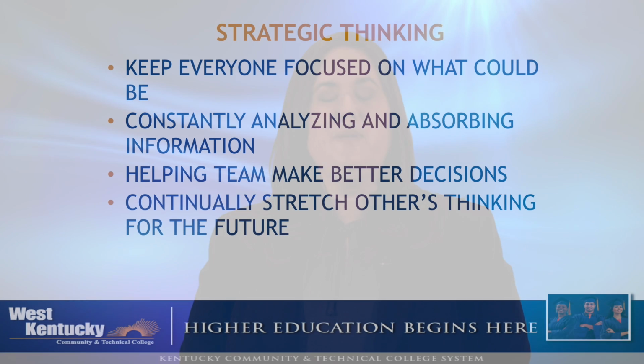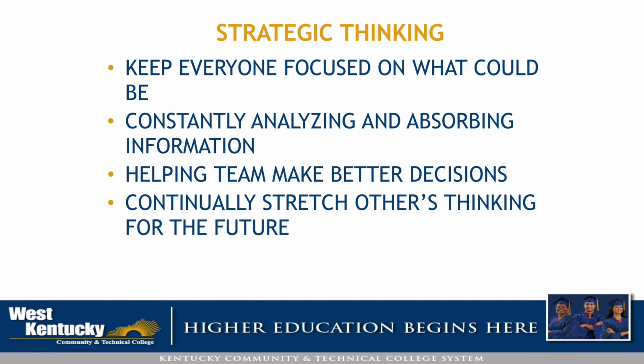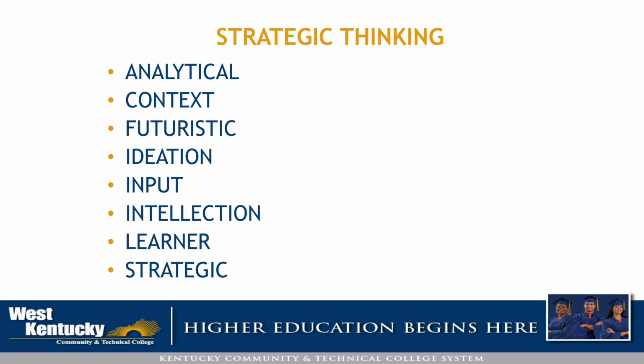All right, let's take a look at the last domain, strategic thinking. These people are really good at keeping everyone focused on the task of what could be. They constantly analyze information. They're constantly absorbing information. They help us make better decisions within the organization, and they're constantly stretching us to go outside the box and think about the future. These strengths include analytical, context, futuristic, ideation, input, intellection, learner, and lastly, strategic. So go ahead and chart your strengths again.